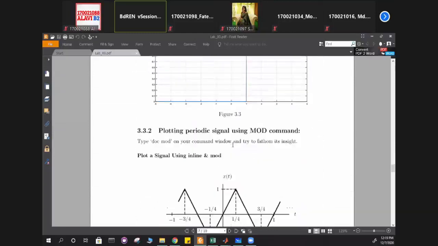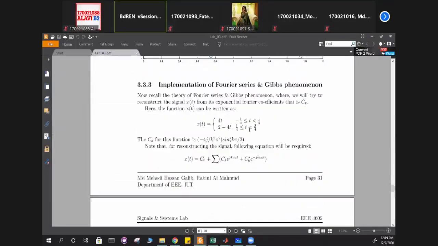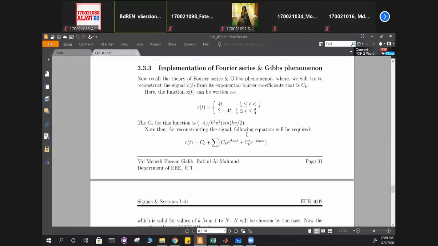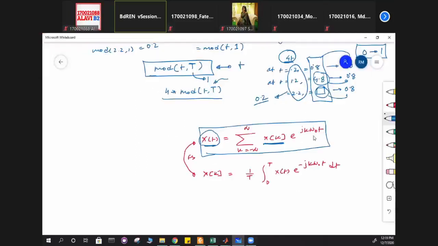Let me go to the demonstration part. Now we have a function x(t) that is periodic. The equations are given, not the figure. What is the time period for this one? Why am I asking about the time period? Because whenever you calculate omega 0, what is omega 0?